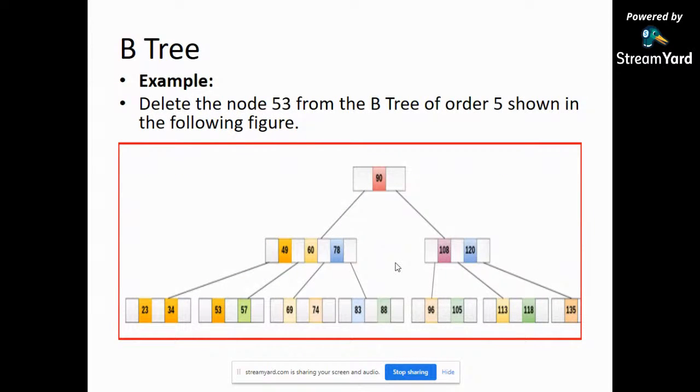So in this example, delete the node 53 from the B tree. First of all, we have to find where 53 is. So 53 is less than 90. We'll go to the left. 53 is greater than 49, and 53 is less than 60. So in between we'll get 53. Now we have got 53 and 57. After deleting 53, 57 will be left alone. So first of all, we'll delete 53.